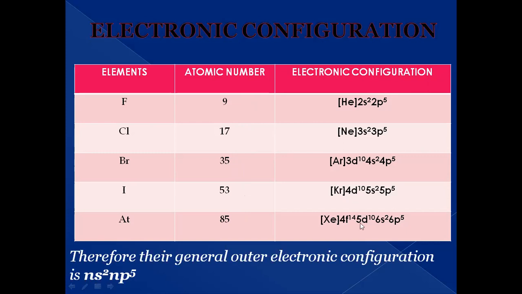If you see the configuration of these elements, the last shell will always have s2 and p5. You can clearly see the last shell of this group has s2 and p5, as a result of which the general configuration will be ns2 np5. They will have 7 valence electrons. Because by having 7 valence electrons, they are just one less than an octet, they have a huge tendency to take one more electron and complete their octet or fully fill the p subshell. As a result, they have a very high tendency to gain electrons.